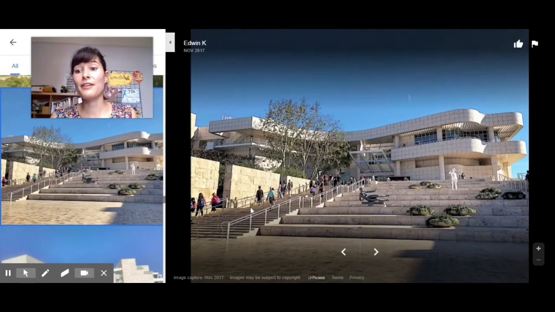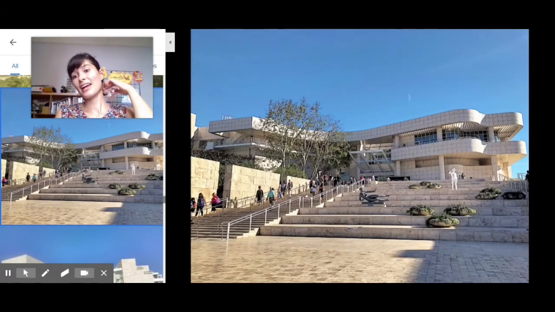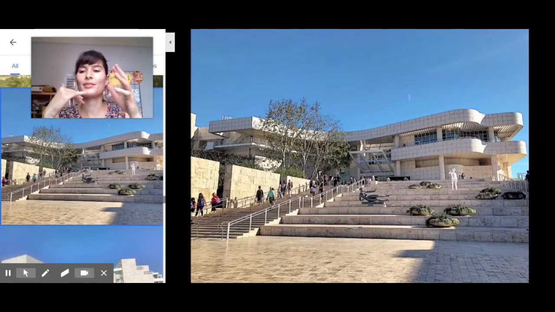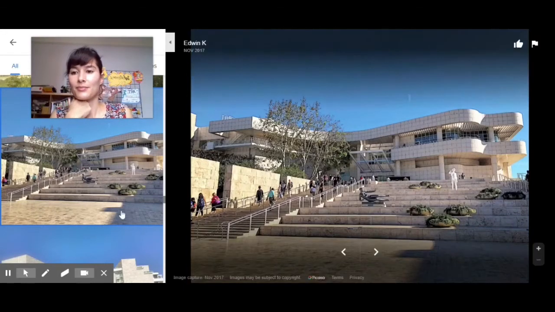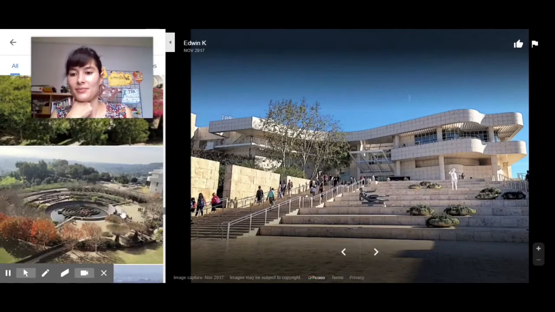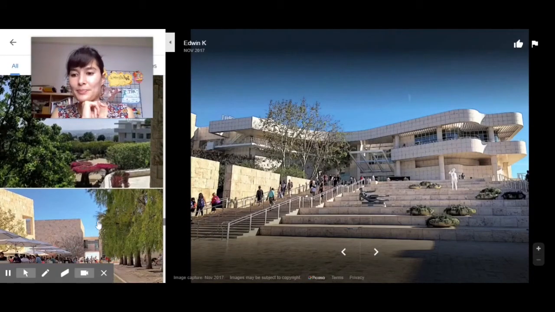Fun fact, you actually park in this parking lot that's far away because the museum is built up on this hill. And then you have to take a little gondola, I guess is what you would call it, up to get to the museum. It's very cool. It takes a whole day to do this. Okay, let's get inside the museum.